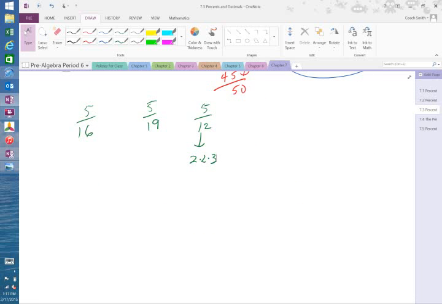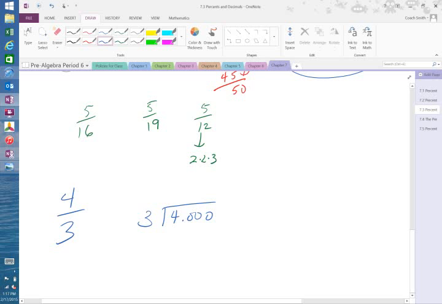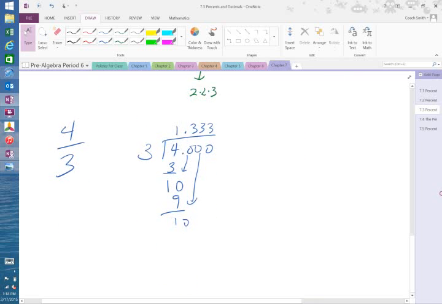Let me do one more of these. Let's say we had 4 over 3. Okay. Well, 3's the denominator. 3's not a 2 or a 5 and doesn't use 2 or 5, so it's going to be a repeating decimal number. Okay. So we divide 3 into 4. 3 goes into 4 one time. 1 times 3 is 3, remainder 1. Bring down my 0. 3 into 10 goes 3 times. 3 times 3 is 9, remainder 1. Bring down your 0. So 3, so it just keeps repeating the 3.